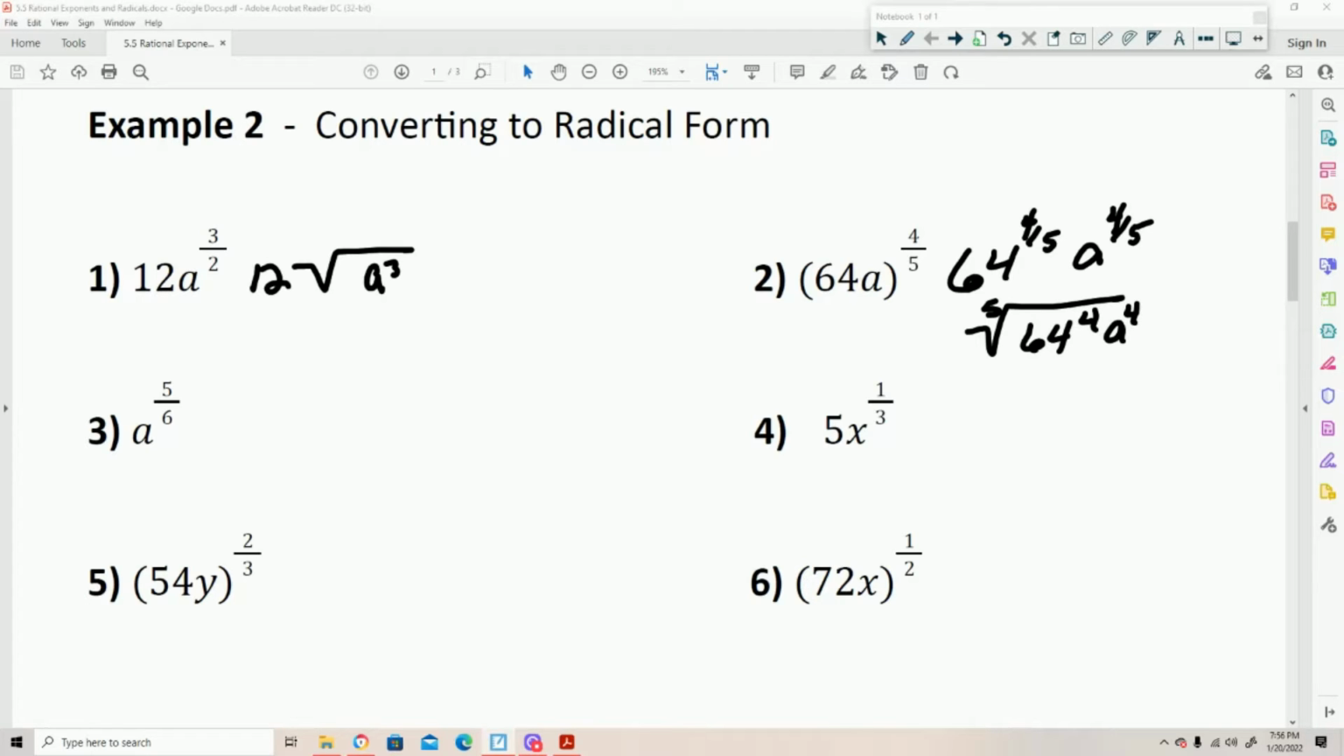This is not rational, so we're not going to figure out what the 5th root of 64 to the 4th is, or do this. I'm just going to leave it like this.